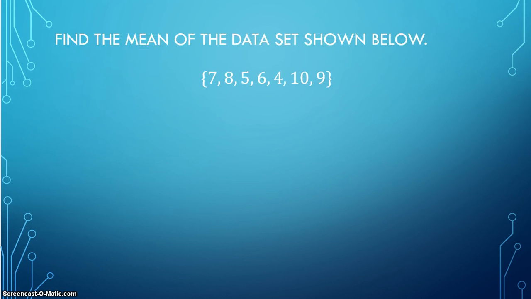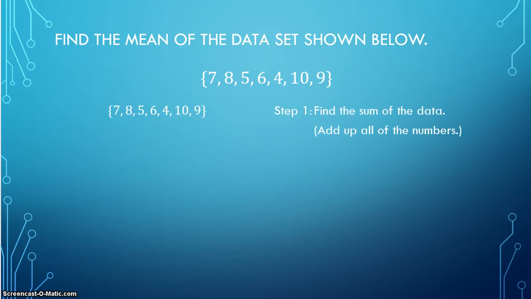As you can see, here it is on the screen. We have a data set that contains 7, 8, 5, 6, 4, 10, and 9. We're going to find the mean by following the two steps we talked about previously. The first step is to find the sum of that data set. So we're going to take all the numbers, put plus signs in between them, and add them all up. So we have 7 plus 8 plus 5 plus 6 plus 4 plus 10 plus 9. You can either type that into your calculator or do it in your head.